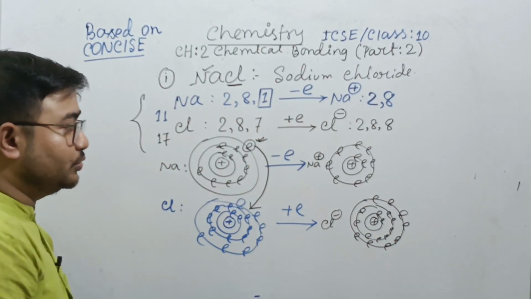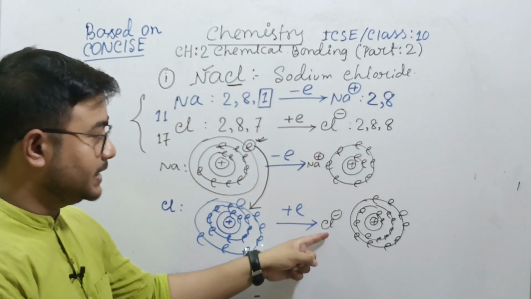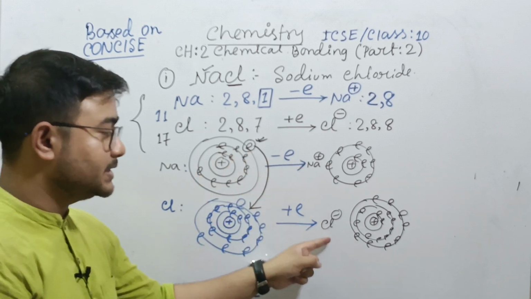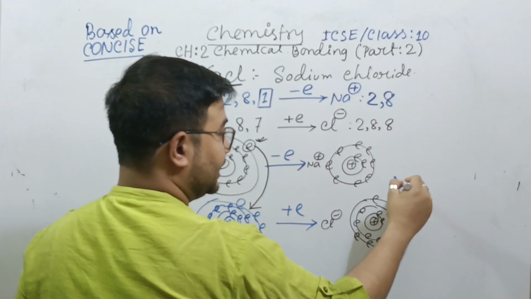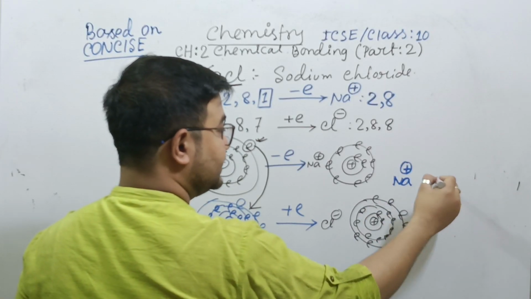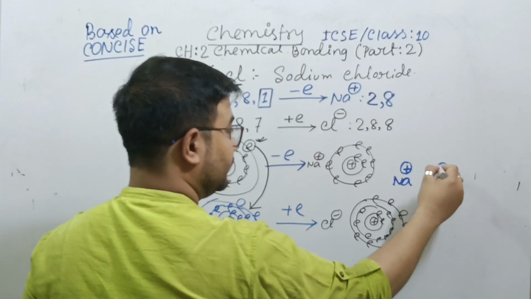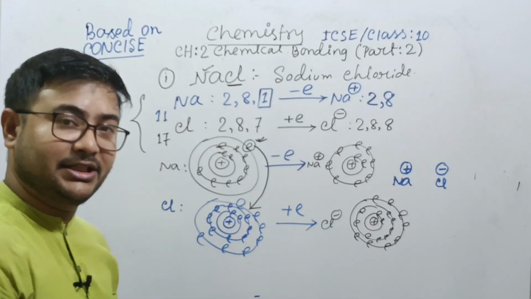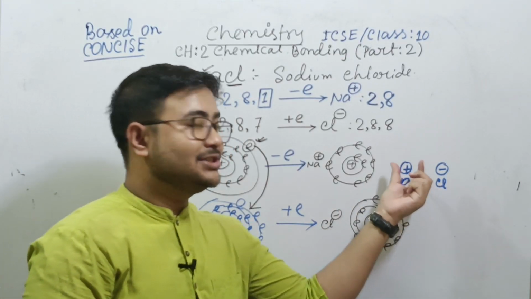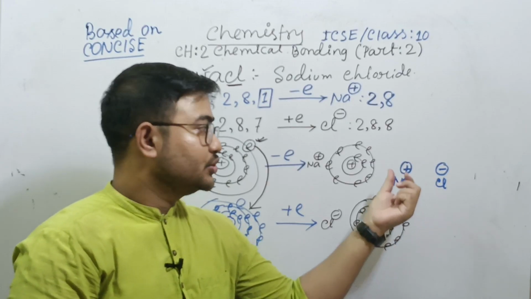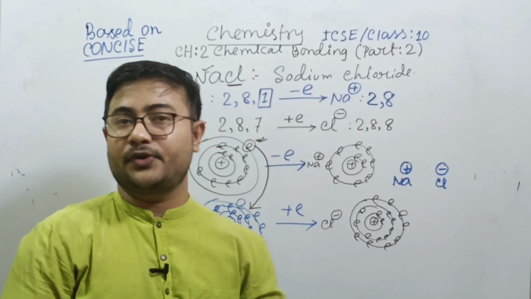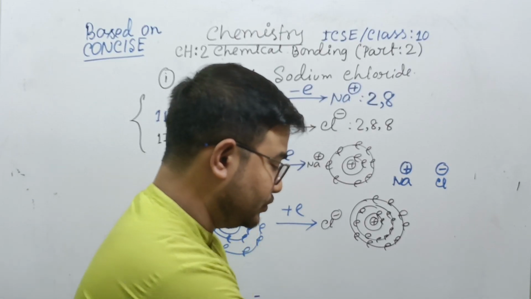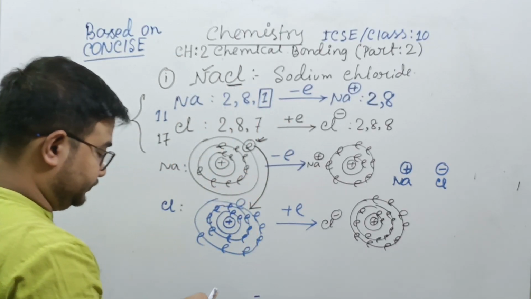So now look at the board. It forms Na+ and it forms Cl-. Now these Na+ and Cl- come close to each other. All of you know opposite charges attract each other, so they come close to each other by the Coulombic force of attraction, which is also known as the Coulomb force.